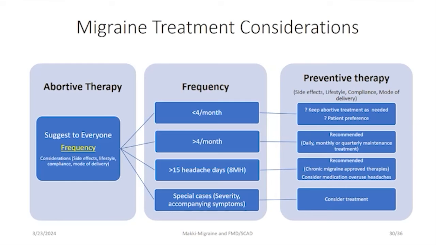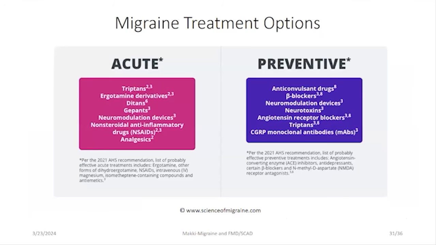If it's more than 4 attacks per month, we typically recommend preventive therapy, and we'll talk a little bit about that. And if it's more than 15 headaches per month, then it is under the category of chronic migraines, which also qualify for certain types of therapies that are different than others. There are multiple classes of medications. These are the general classes, and many of you are probably familiar with them.